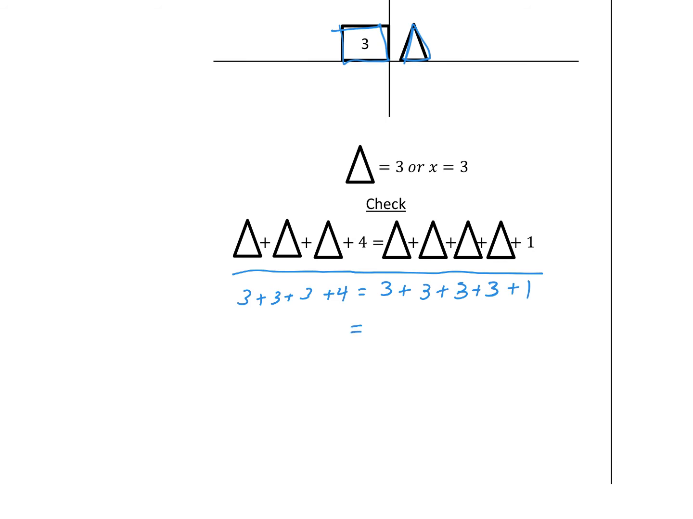From there, I add up both sides. 3 plus 3 plus 3 plus 4 is equal to 13. And then 3 plus 3 plus 3 plus 3 plus 1 is also equal to 13. So I see that it indeed does check out.